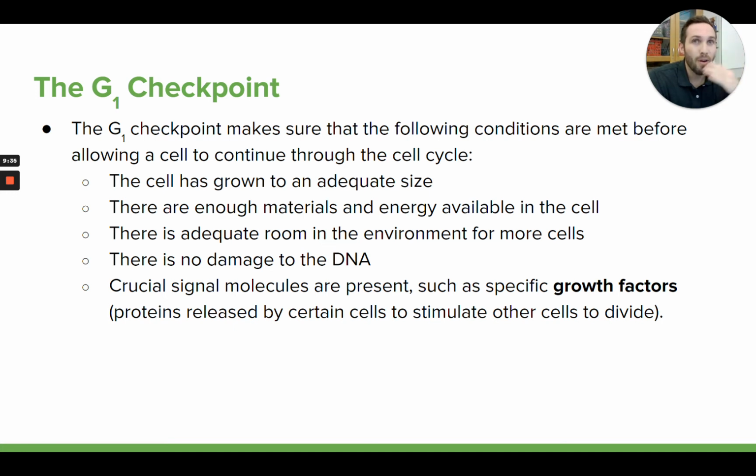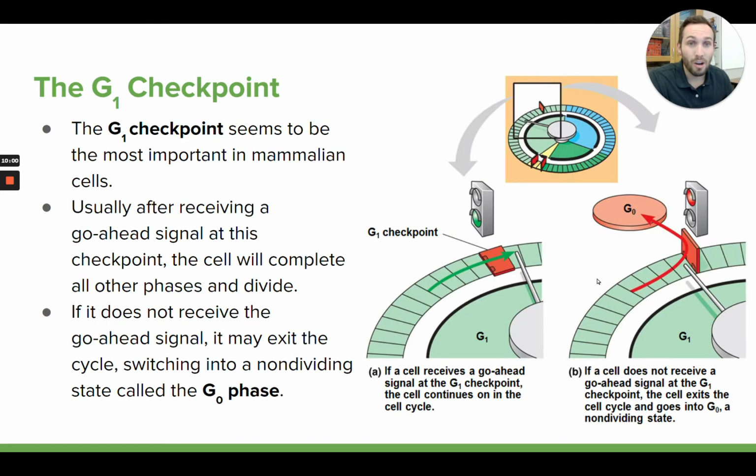And if all of these things are being checked off this checklist, then the cell will be allowed to progress past the G1 checkpoint to the next phase, which is going to be S phase of this cell cycle. So if the cell is big enough and there's plenty of energy and material inside the cell and there's plenty of room in the environment and the DNA is perfect and not damaged and there's growth factors present and other cells want you to divide, then yeah, you're probably good to go. You're going to move on past the G1 checkpoint.